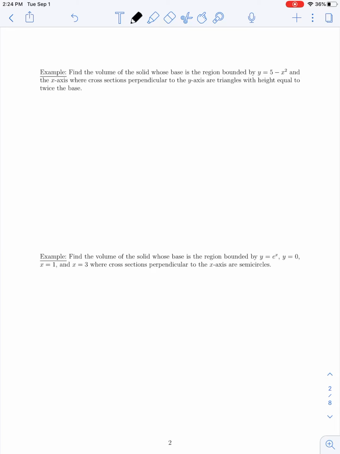So let's start again by sketching our region, which is the base of our solid. Here we were told the base of our solid is the region bounded by the x-axis and the curve y equals 5 minus x squared, which is a parabola opening downward with vertex at (0, 5).